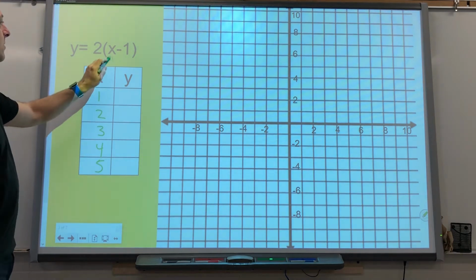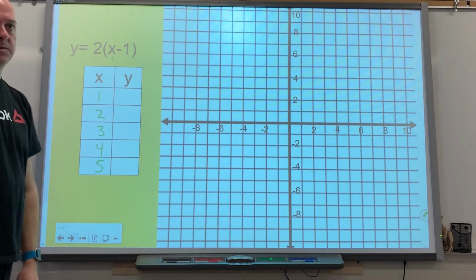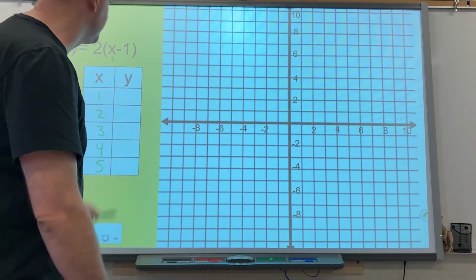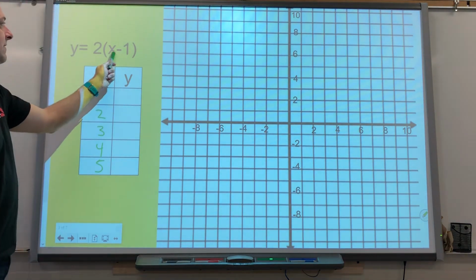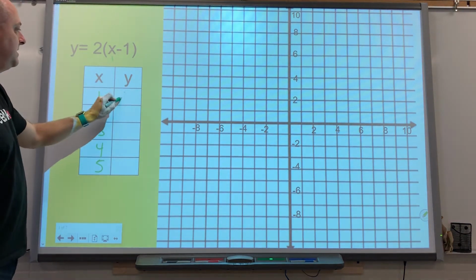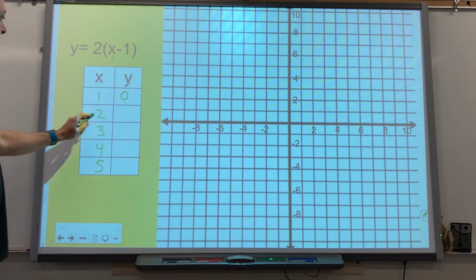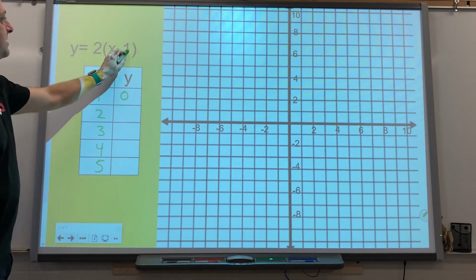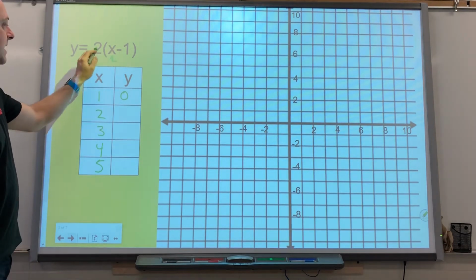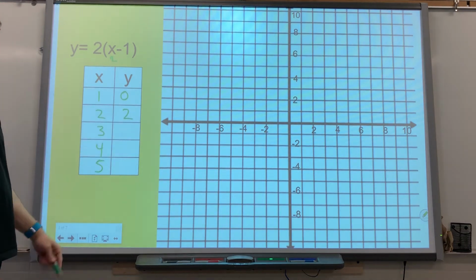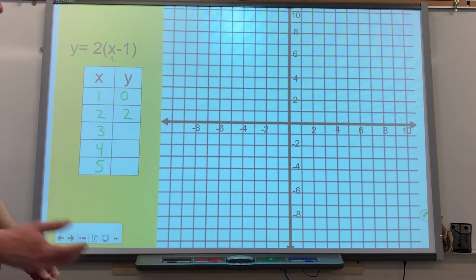When we put a 1 in here, 1 minus 1 inside the brackets, we'll do brackets first according to BEDMAS. 1 minus 1 is 0, and then 0 times 2 would be 0. When we put a 2 in here, 2 minus 1 is 1, and 1 times 2 is 2. Starting to notice a pattern, it's going up by 2. We'll see if it continues.